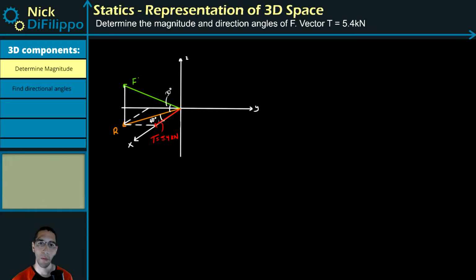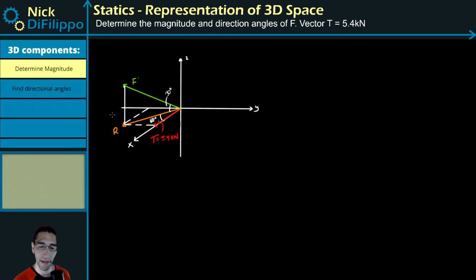In this example, what we want to do is determine the magnitude of F, and the direction that F is in space by figuring out its directional angles. We're given a few pieces of information. The first is this vector T, which has a magnitude of 5.4 kilonewtons and is directly along the x-axis.